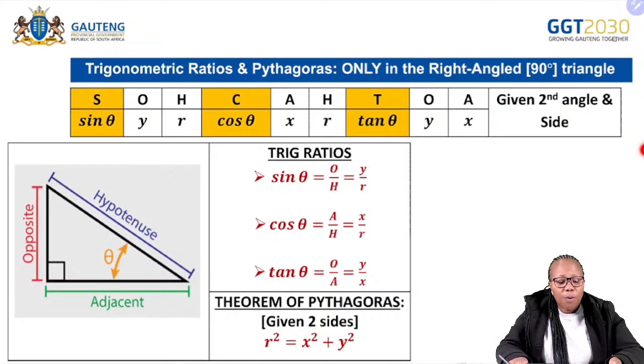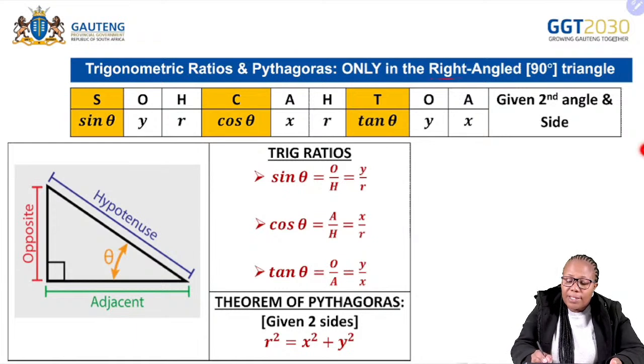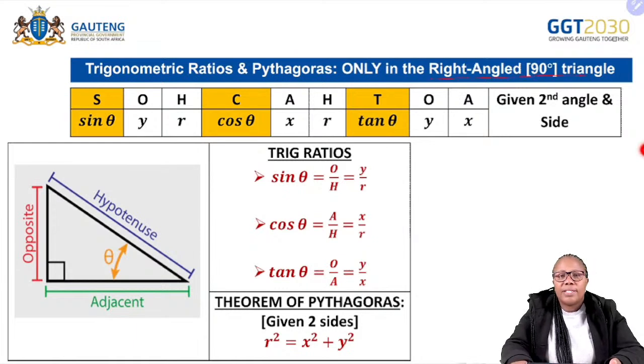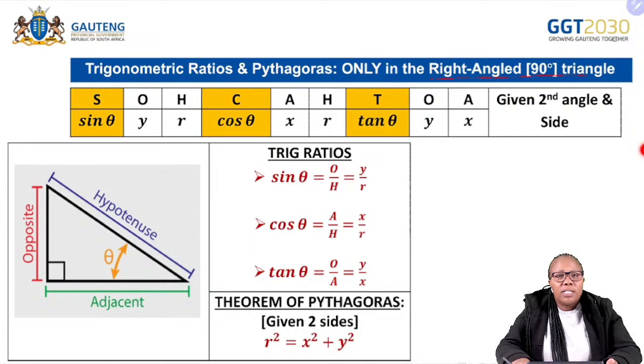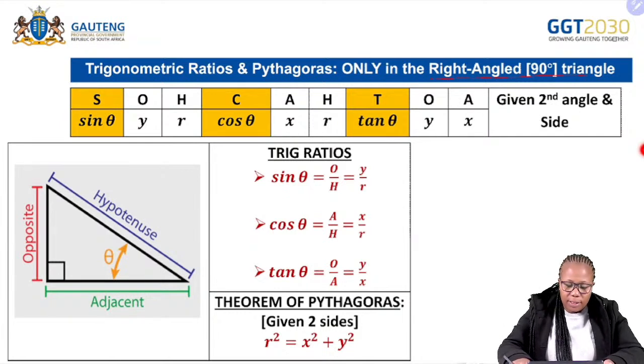Now moving forward, we are looking at the trigonometry ratios and the Pythagoras theorem. This is only applicable when we are having what? A right angle triangle or a 90 degrees triangle. It's only then, grade 12, that we can use our trig ratios and the Pythagoras theorem. No 90 degrees triangle, no trig ratios, no Pythagoras. These are only applicable where you have what? A 90 degrees triangle. All right.